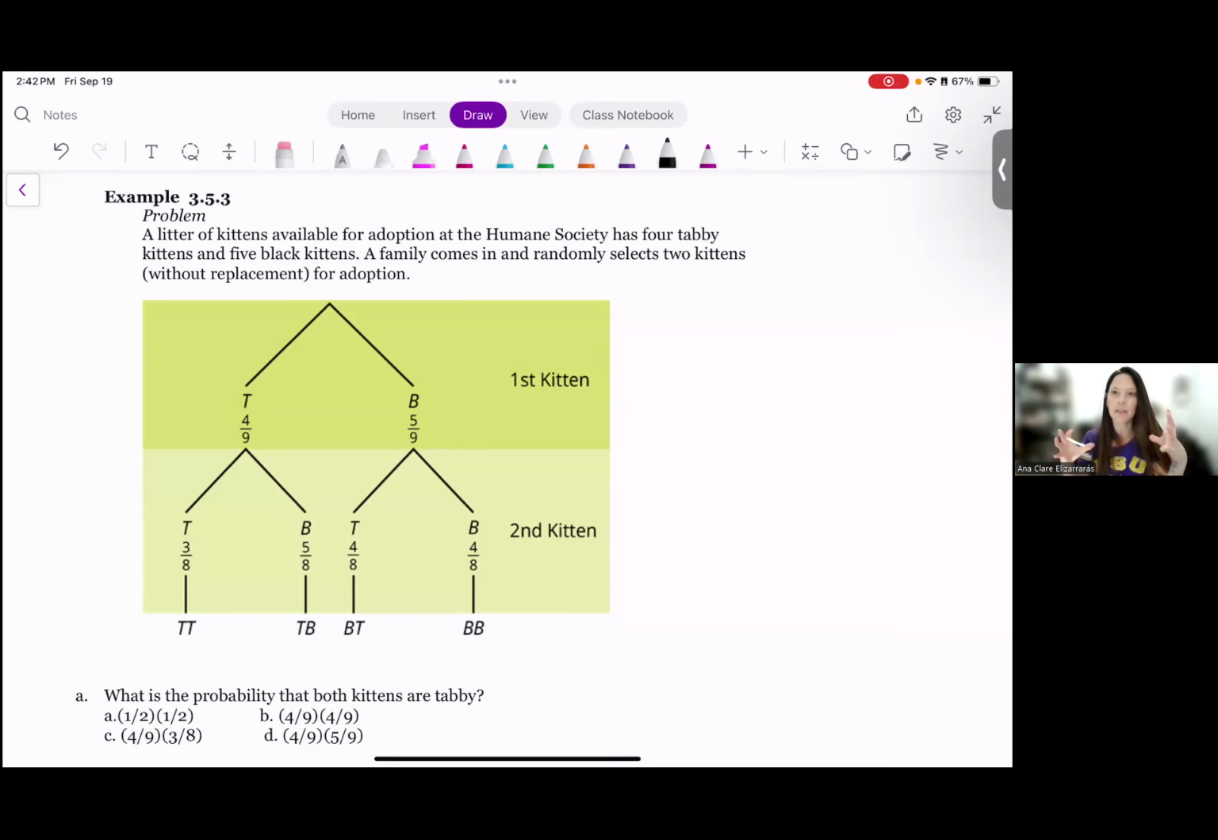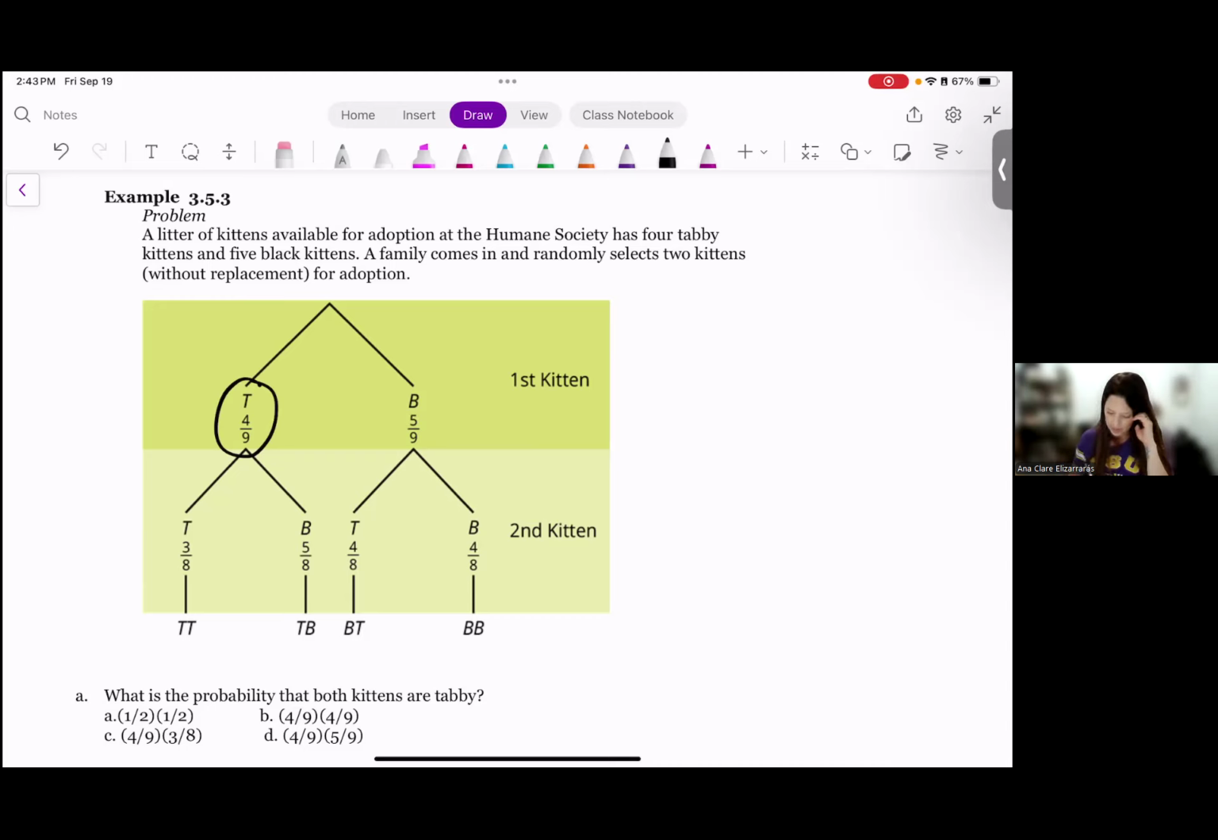So first kitten, they can choose from 9. Second kitten, they choose from 8. How many different combinations is that? 9 times 8 gives you 72, all right? What is the probability that both kittens are tabby? Well, first of all, we have a 4/9 probability for tabby.